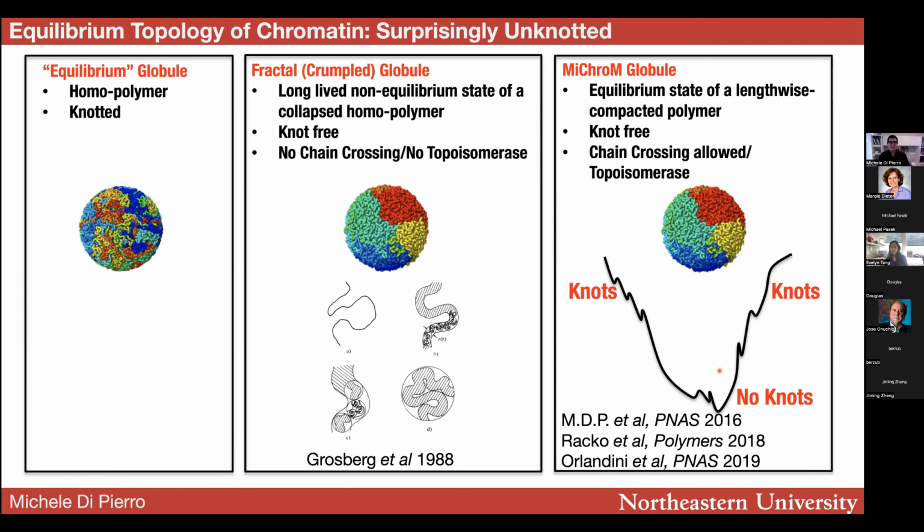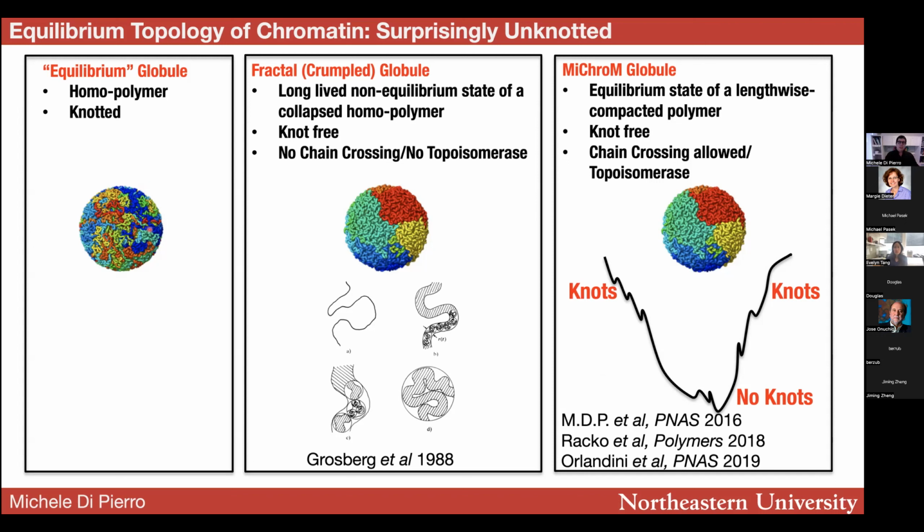And that's sort of an alternative explanation to the model that has been around for a number of years, which is a fractal globule, in which the chromosome is a homopolymer, but it never reaches equilibrium. So it's a long-lived non-equilibrium state of a collapsed homopolymer. The polymer is quickly collapsed, crumpled, so created in a configuration that has no knots, and it remains knot-free because you don't allow chain crossing. So you don't allow for topoisomerase activity. If you were to allow this homopolymer to equilibrate, then you will go into the equilibrium globule, which is knotted.